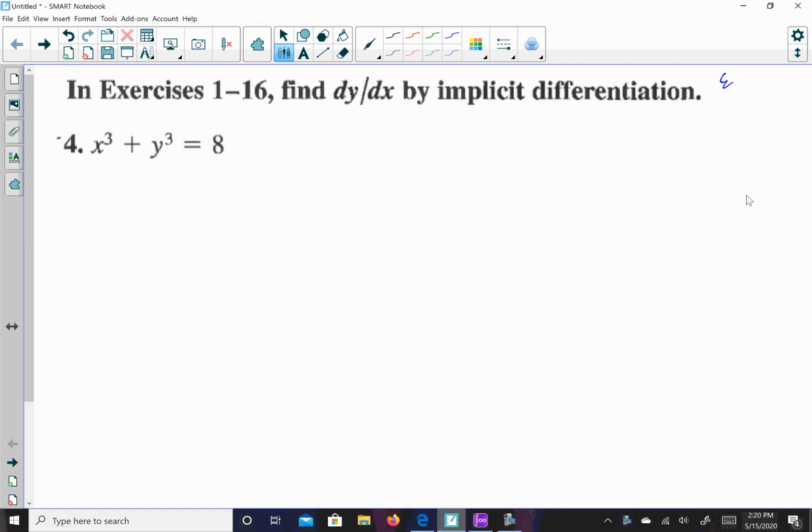Hello, this is Mrs. Ward, and I'm going to go over problems that are similar to the homework that you have assigned tonight from section 2.5, implicit differentiation. So what I tried to do is pull a problem from every type of problem that you're being assigned and talk you through it.